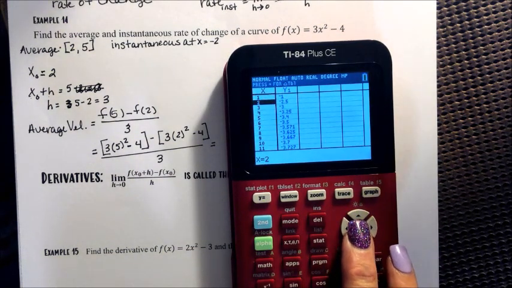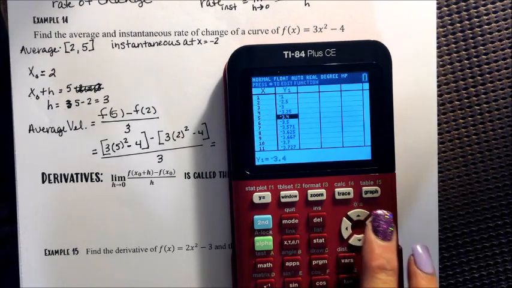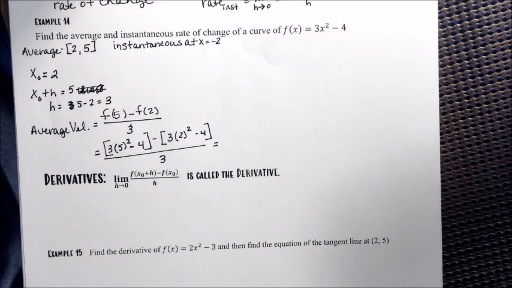All right, I need f of 5. I got, oh, I took my contacts out. I can't see it. Negative 3.4. Why am I getting a negative?